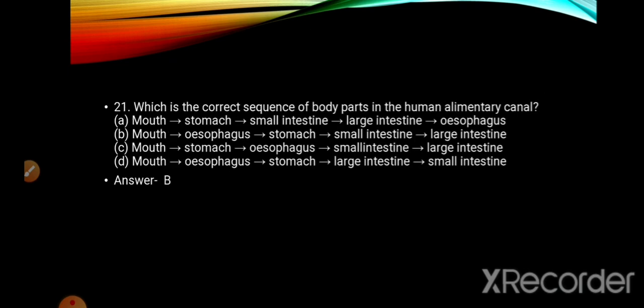Which is the correct sequence of body parts in the human alimentary canal? So in the human alimentary canal, the food is first in the mouth, then it passes into the esophagus, then the stomach, then the small intestine, then the large intestine, and then the stool is released from the anus to the outside of the body. So the correct sequence is B, that is mouth, esophagus, stomach, then small intestine, then large intestine.